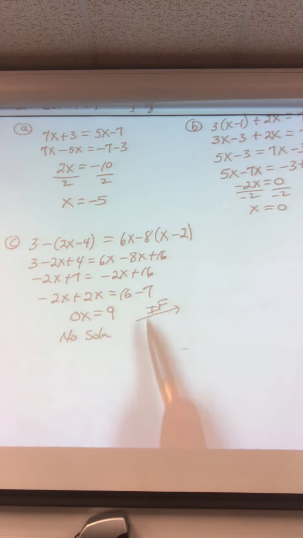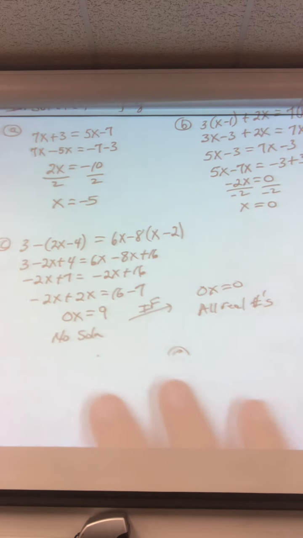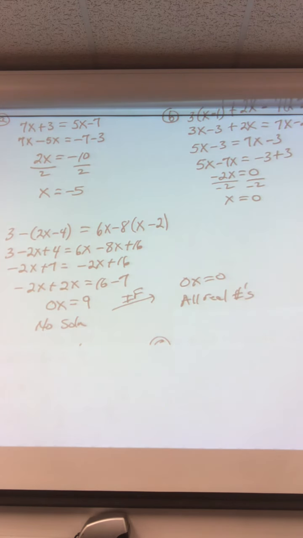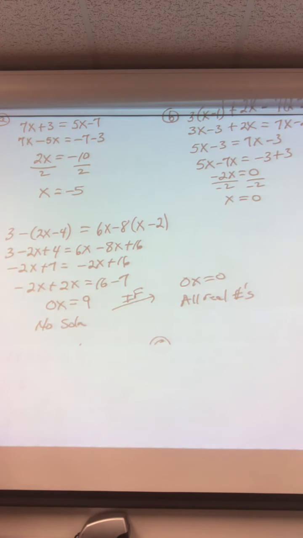Now, remember, if this had been 0x equals 0, it would have been all real numbers. So 0x equal any number is always no solution. 0x equals 0 is always all real numbers. And this was no solution.